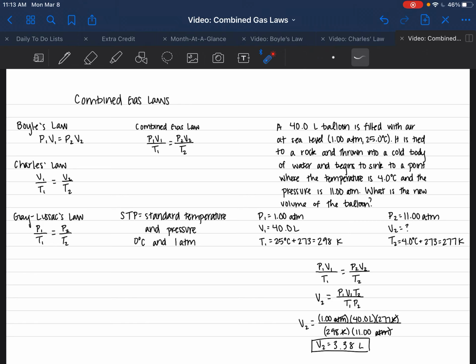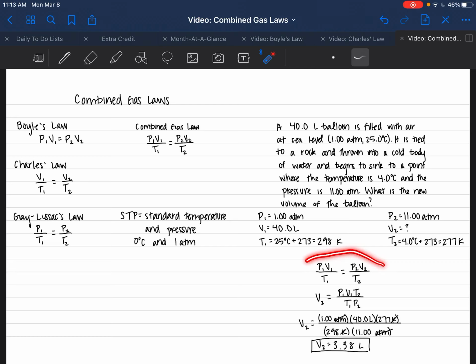So just like before, I went ahead and pulled out our variables. So P1, V1, and T1 were all given from that statement. Notice I had to convert T1 into Kelvin. So I took that 25 degrees Celsius plus 273 to get 298 Kelvin. And then I wanted to know P2, V2, and T2. Notice that the pressure and the temperature were both given in the question. Again, convert that temperature to Kelvin. And we're solving for V2.